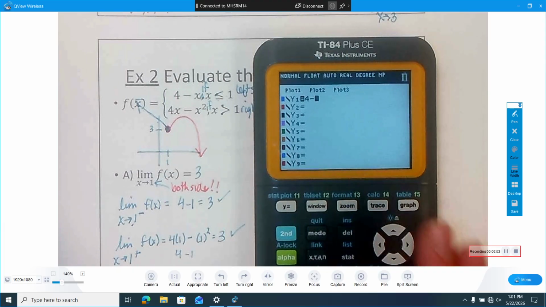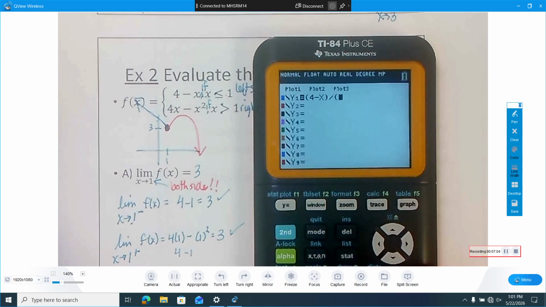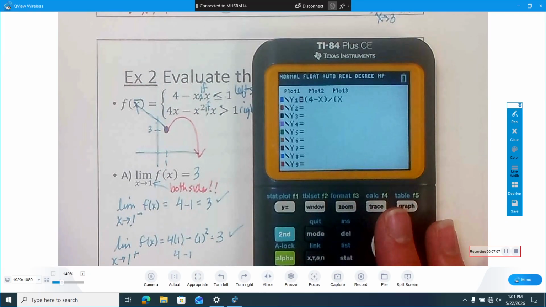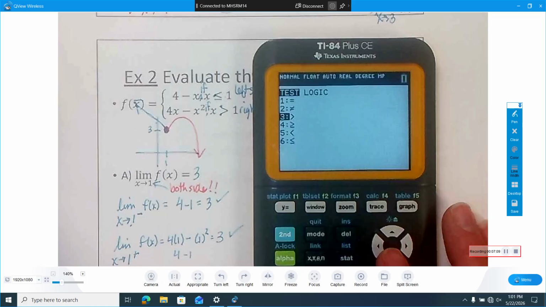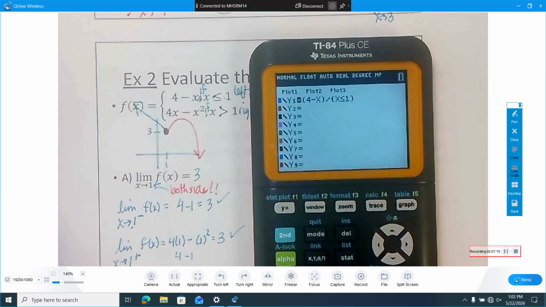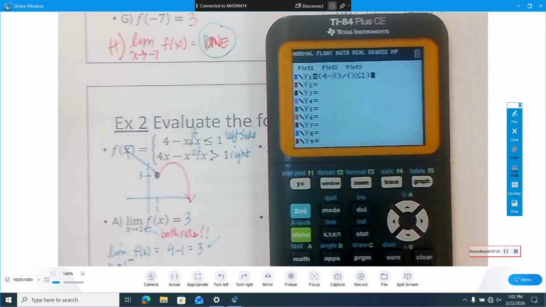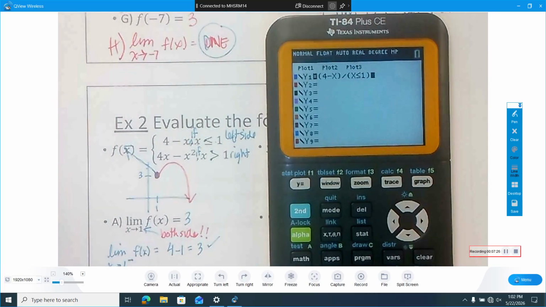So let's see, 4 minus x. Okay, wait, hold on. Parentheses, 4 minus x, divided by x, test, is less than or equal to 1. Okay, I think that's right. It's a test menu item. So what I'm doing when I plug a piecewise function into the calculator is creating a true-false statement. It graphs it or nothing, or undefined, is essentially what's happening.